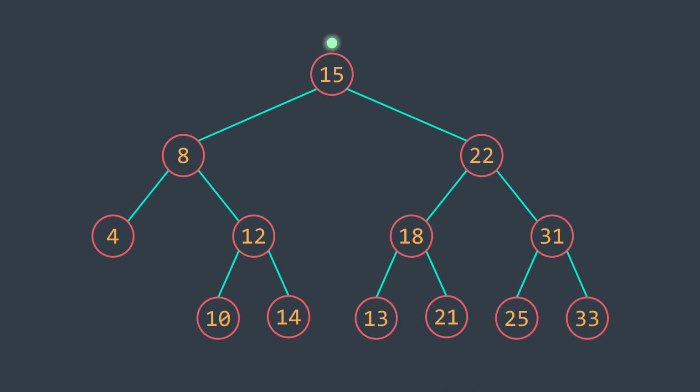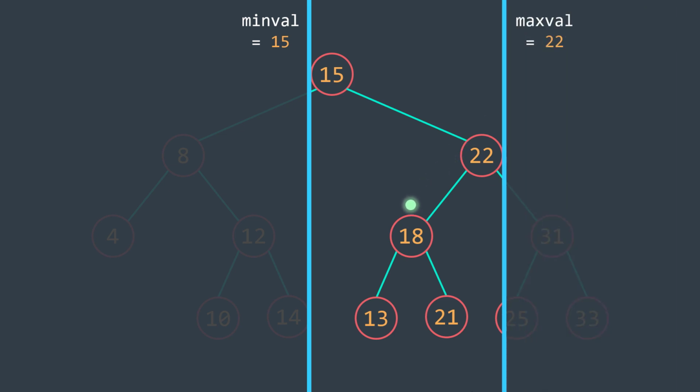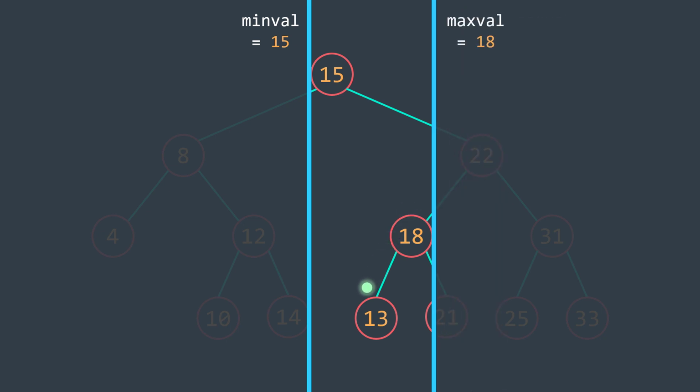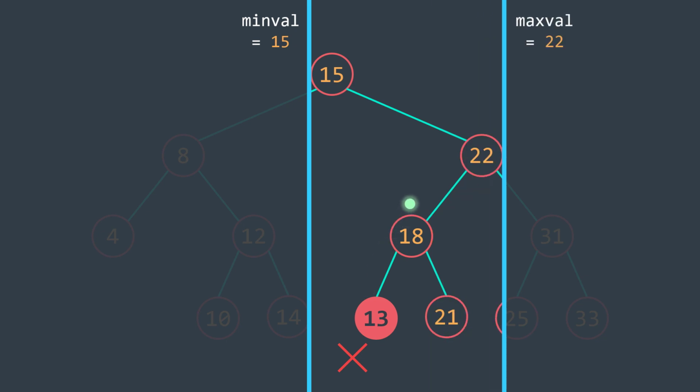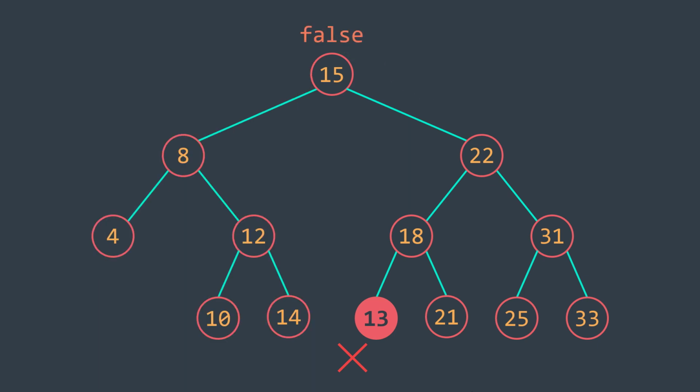Back to the initial function call, now we need to go to the right, 15 becomes the lower limit this time. 22 respects the range, so we check subtrees. We start with the left one, 18 is between 15 and 22, so it respects the range. We go to the left with 18 as upper limit. Here you can see that 13 doesn't respect the range, it's not greater than 15, which is necessary because it's in the right subtree of the root whose value is 15, so we return false. Then we directly return false here, here, and here without checking all the nodes because we already know that this tree is not a BST.